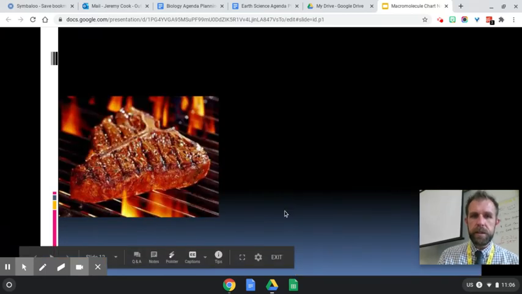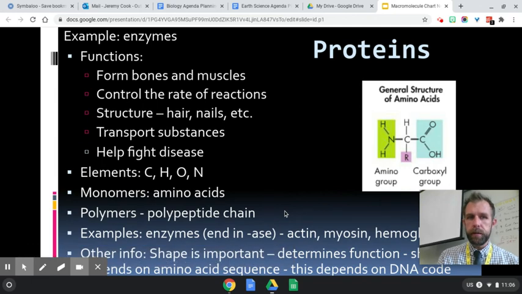And then the last ones that we have are the proteins. And you'll notice that the list of things that they do is much longer here. And so I'm going to give you an acronym to kind of help you remember this towards the end. So first off, the functions. They form bones and muscles. They control the rate of reactions. And we'll have a whole extra section just on that, which is specifically those are enzymes. They form structural purposes like your hair and nails and parts of the cell membrane and other parts of your cells. They transport substances, and they help fight disease.